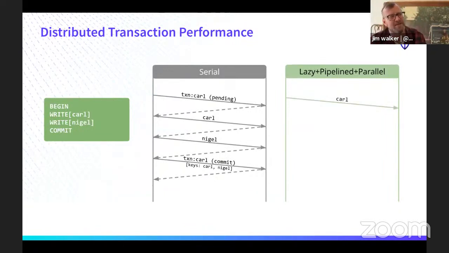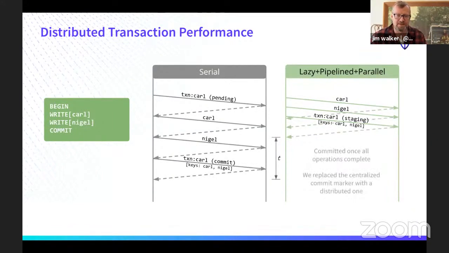This is the last feature that came out in Cockroach that I was excited about. And I think the multi-region stuff is going to take it over, but this is pretty cool stuff, right? So again, with lazy and pipeline, we're doing Carl and Nigel at once, but we're actually sending over the transaction commit record for Carl, where we're saying it's staging. Now all that stuff comes back, and what we're doing is basically doing this all at once and understanding that all these operations are complete.